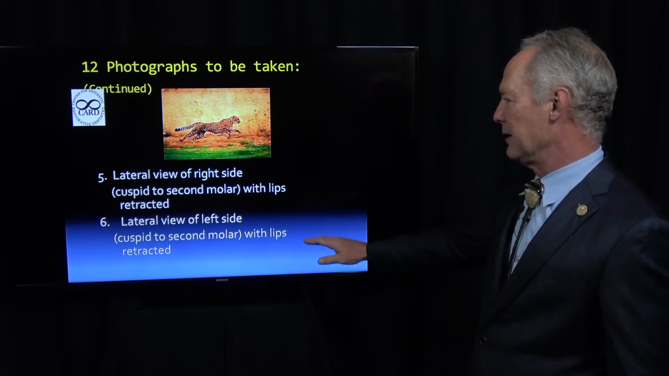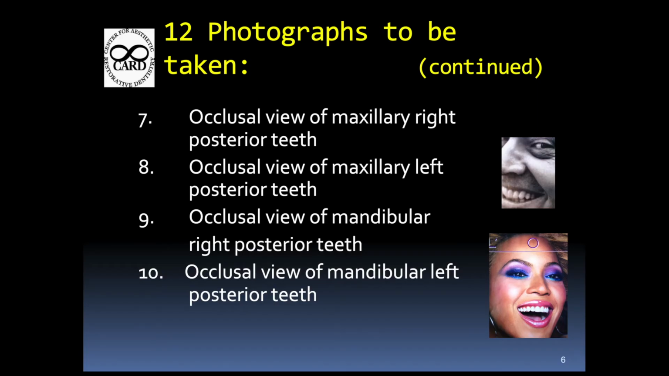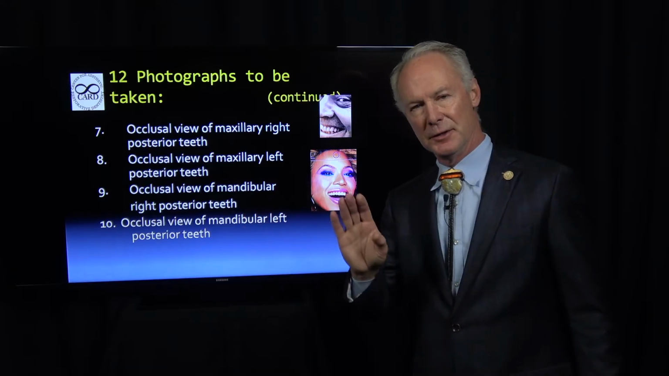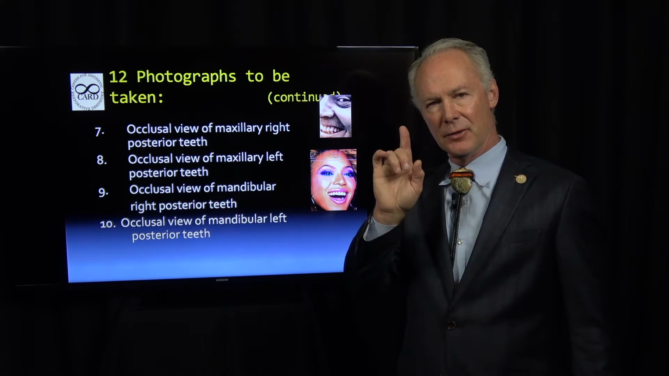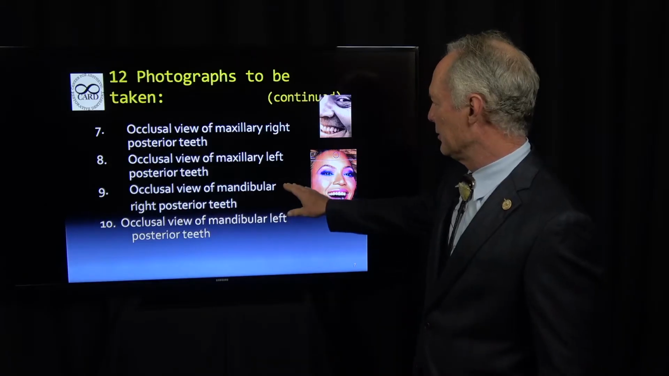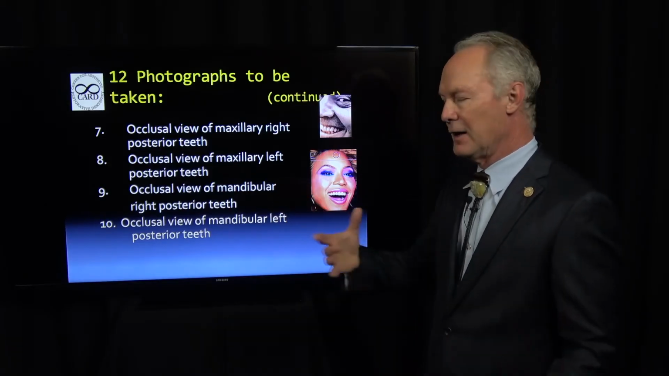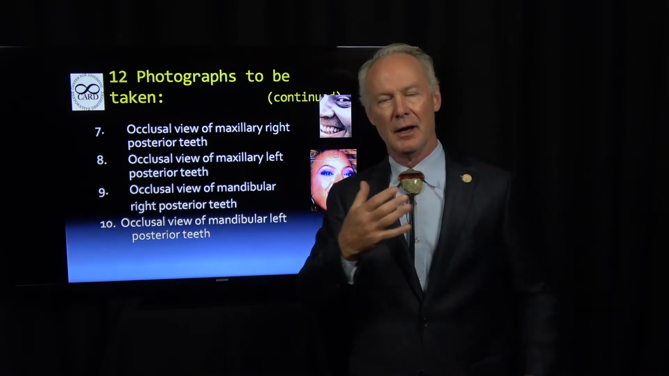And then a lateral view of the left side. Occlusal view of the maxillary right posterior teeth. This is critical. It's very important that that be taken at a right angle to the teeth so you can see any broken fillings, cracks in the teeth. Occlusal view of the maxillary left posterior teeth. It's not just a big occlusal mirror of all the teeth.